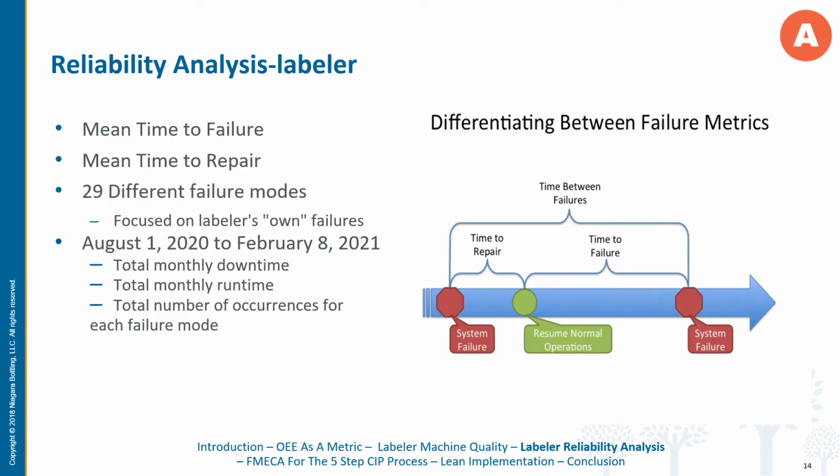Thank you, Christian. Conducting a reliability analysis is an efficient method to calculate availability, which in our project is defined as the time the labeler in line 5 is capable of operating relative to the scheduled hours of production. In order to find this, the mean time to failure and the mean time to repair are needed. In order to calculate these 2 times, we looked at the labeler's own failures as opposed to external failures. There were 29 different failure modes in total from a 7-month span, which also included their total monthly downtime, runtime, and occurrences for each failure mode.